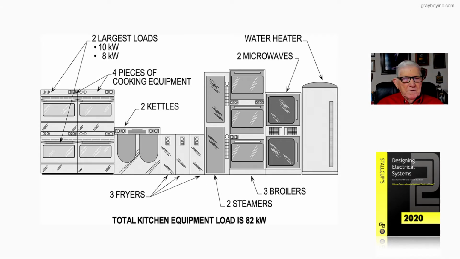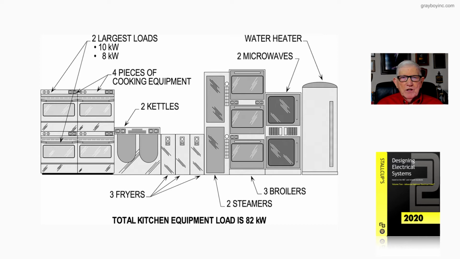Now this figure 15-4A comes from Stallcup's Electrical Design Book, Volume 2. And notice we have a number of kitchen equipment located here. And the total amount of it is 82 kW.